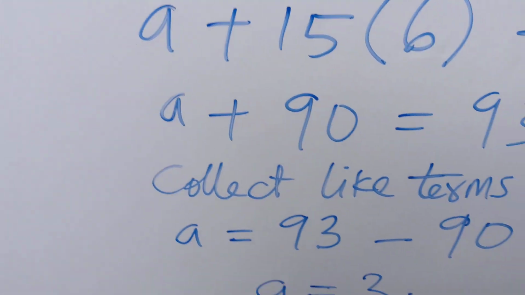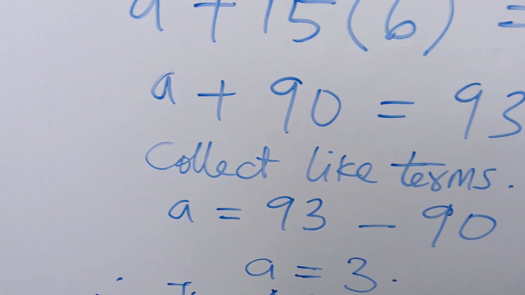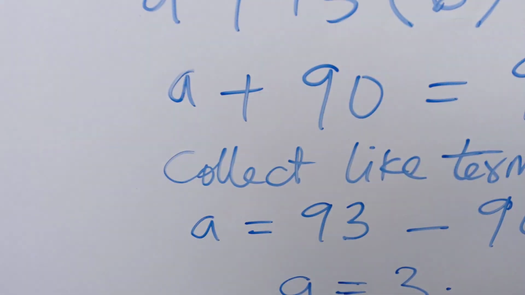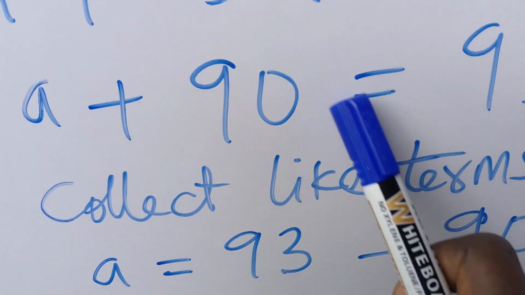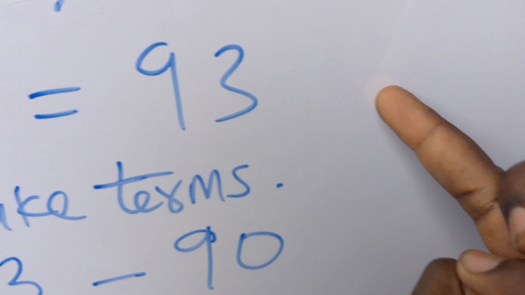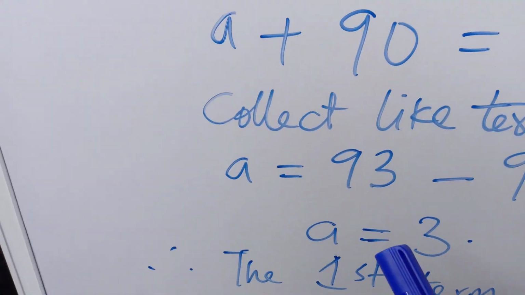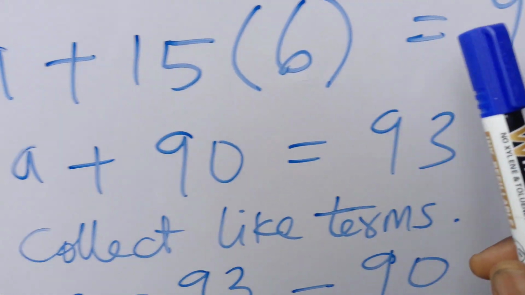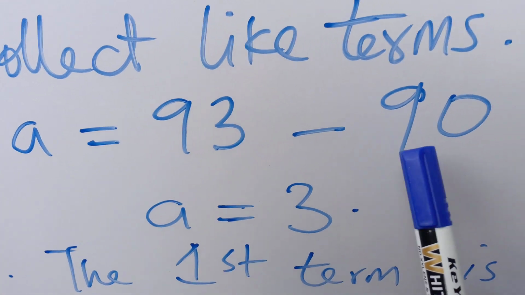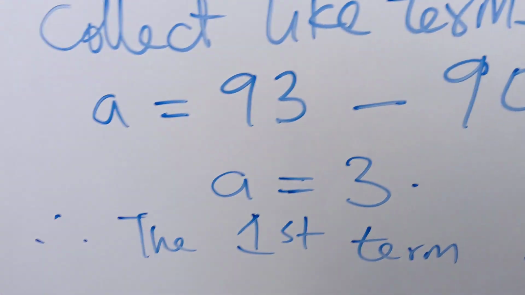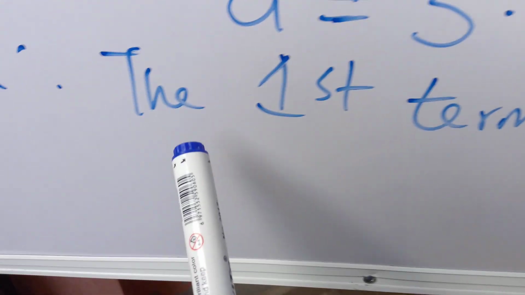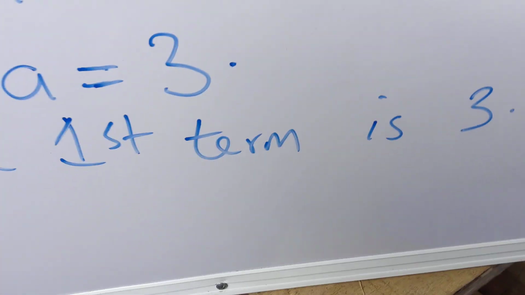Now I had to collect like terms. By collecting like terms, you observe that plus 90 will cross over the equality sign. The moment it crosses the equality sign and moves over to the other side, it becomes negative. So plus 90 changes to minus 90. It becomes a negative value. Now 93 minus 90 gives us 3. So the first term of the AP is 3.